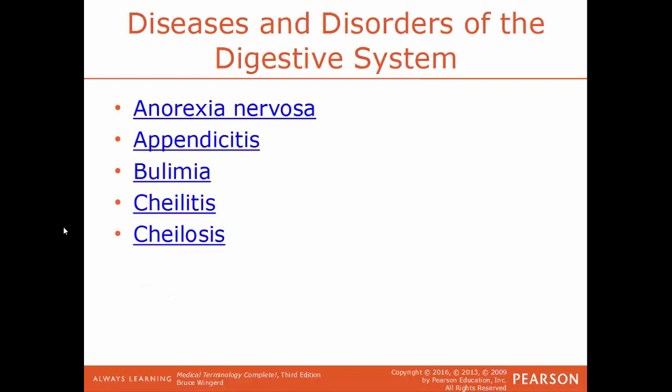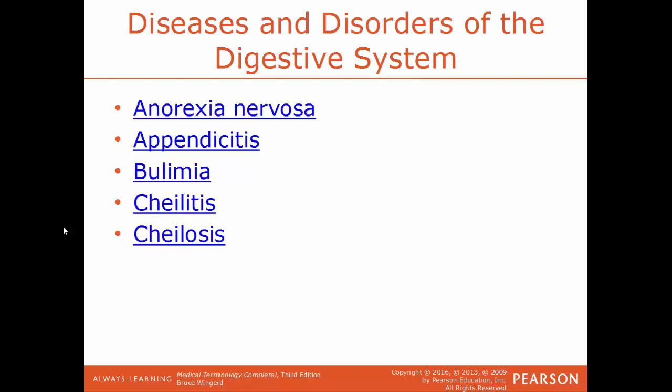All right, now we'll talk about some specific diseases and disorders of the system. So our first one, anorexia nervosa. This is having a lack or a complete loss of appetite. And this is often due to the obsessive desire to lose weight. And because the desire to lose weight is so strong, the person usually won't eat and will become incredibly thin and incredibly sick. Appendicitis, inflammation of the appendix.